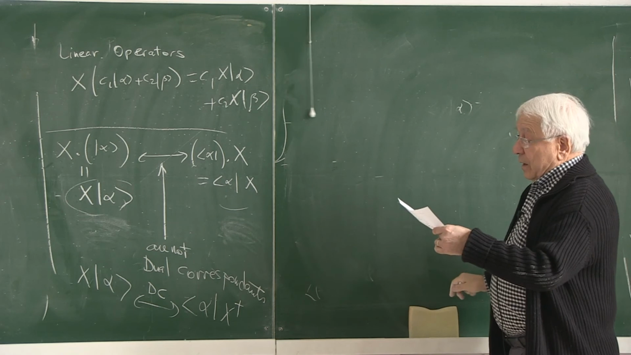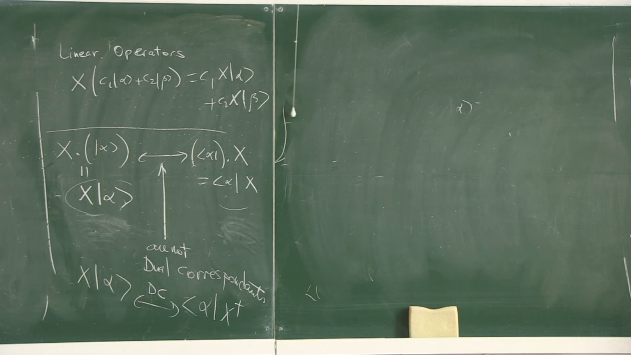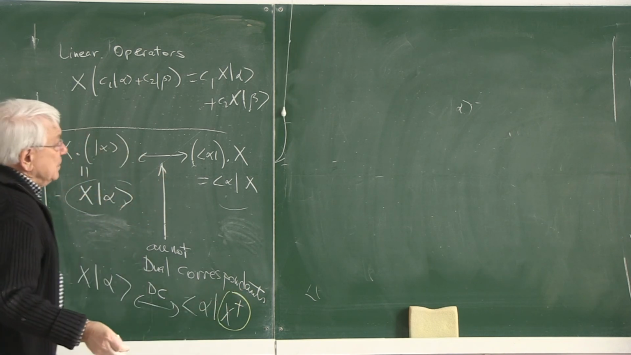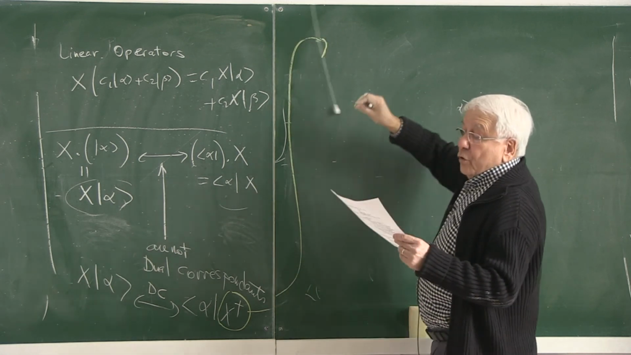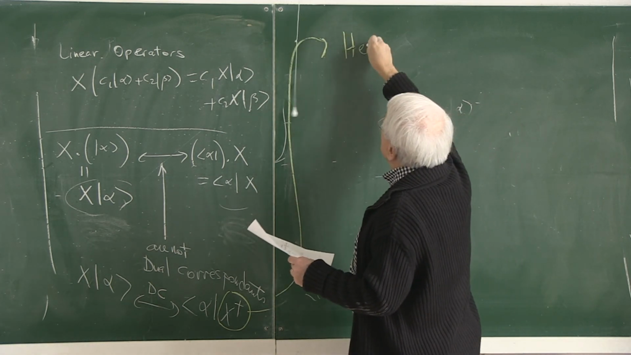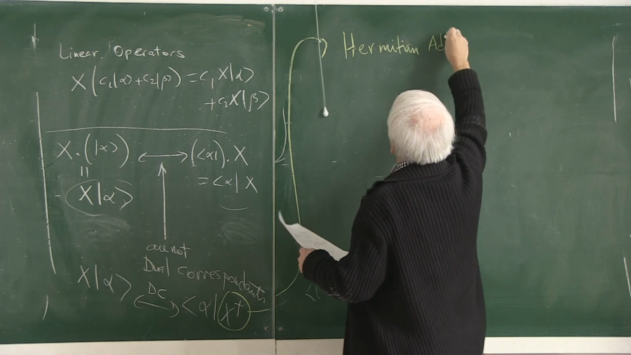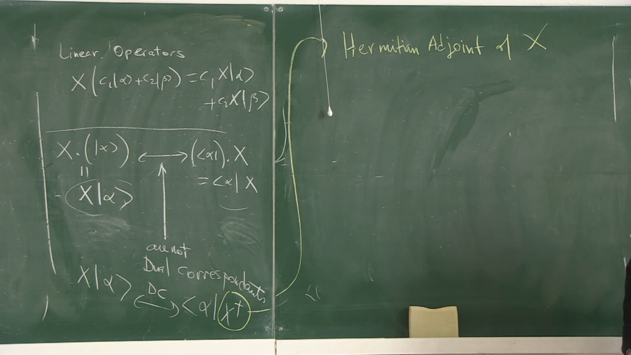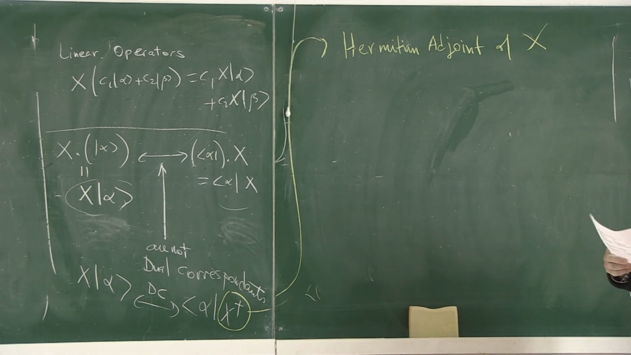Perhaps I should use a different color to indicate that I'm defining a new thing in here. This quantity is called the Hermitian adjoint, or just adjoint in certain books. Hermitian adjoint of X. So operators also change in nature when you go from ket to dual bra space.